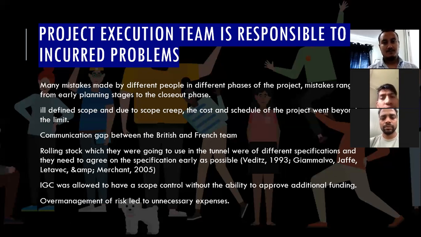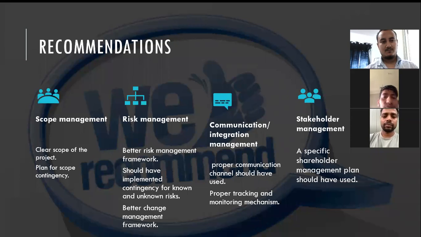And the rolling stock, which they were going to use in the tunnel, was of different specifications, and they needed to agree on the specification as soon as possible, but that didn't happen. And the IGC had the authority to have full scope control, but did not have permission to give additional funding. And due to the over-management of risk, it also led to unnecessary expenses for the project. Next slide.